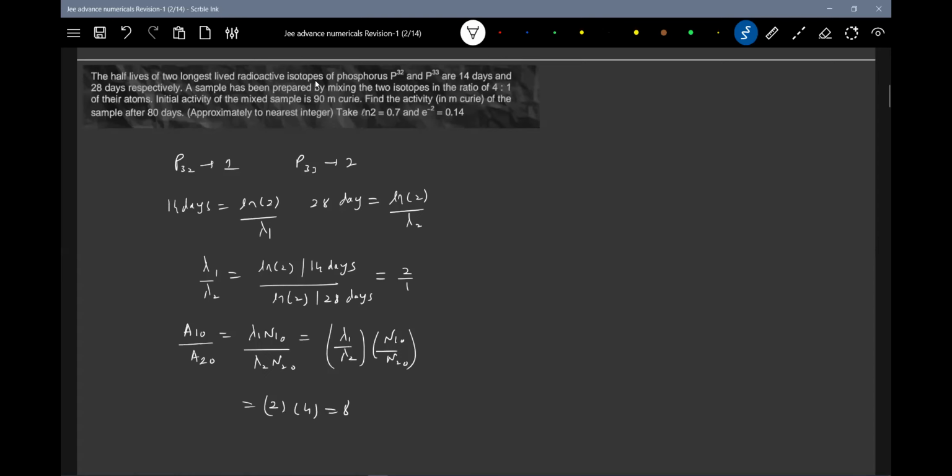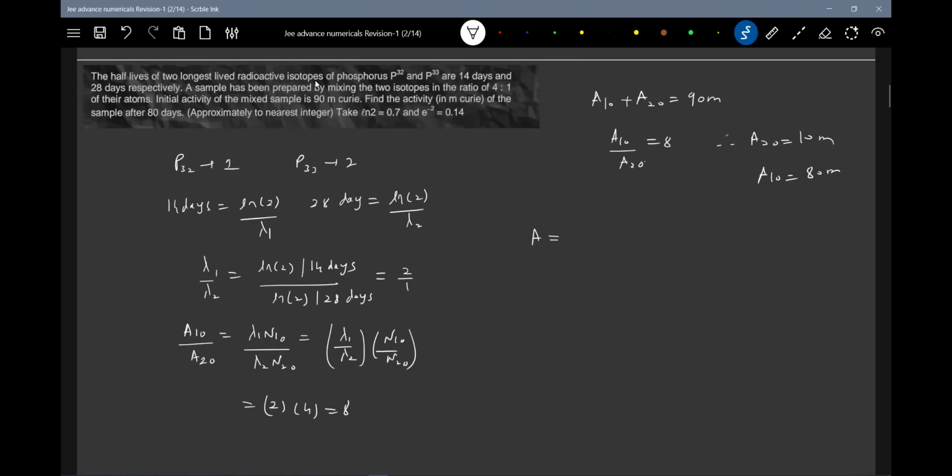Then it is telling the initial activity of the mixed sample is 90 millicurie. So the sum of these two, A10 plus A20, is equal to 90 mCi, and we know A10 by A20 is 8. So therefore A20 is equal to 10 mCi and A10 is 80 millicurie. These are the initial activities. Now he's asking to find the activity of the mixed sample after 80 days.